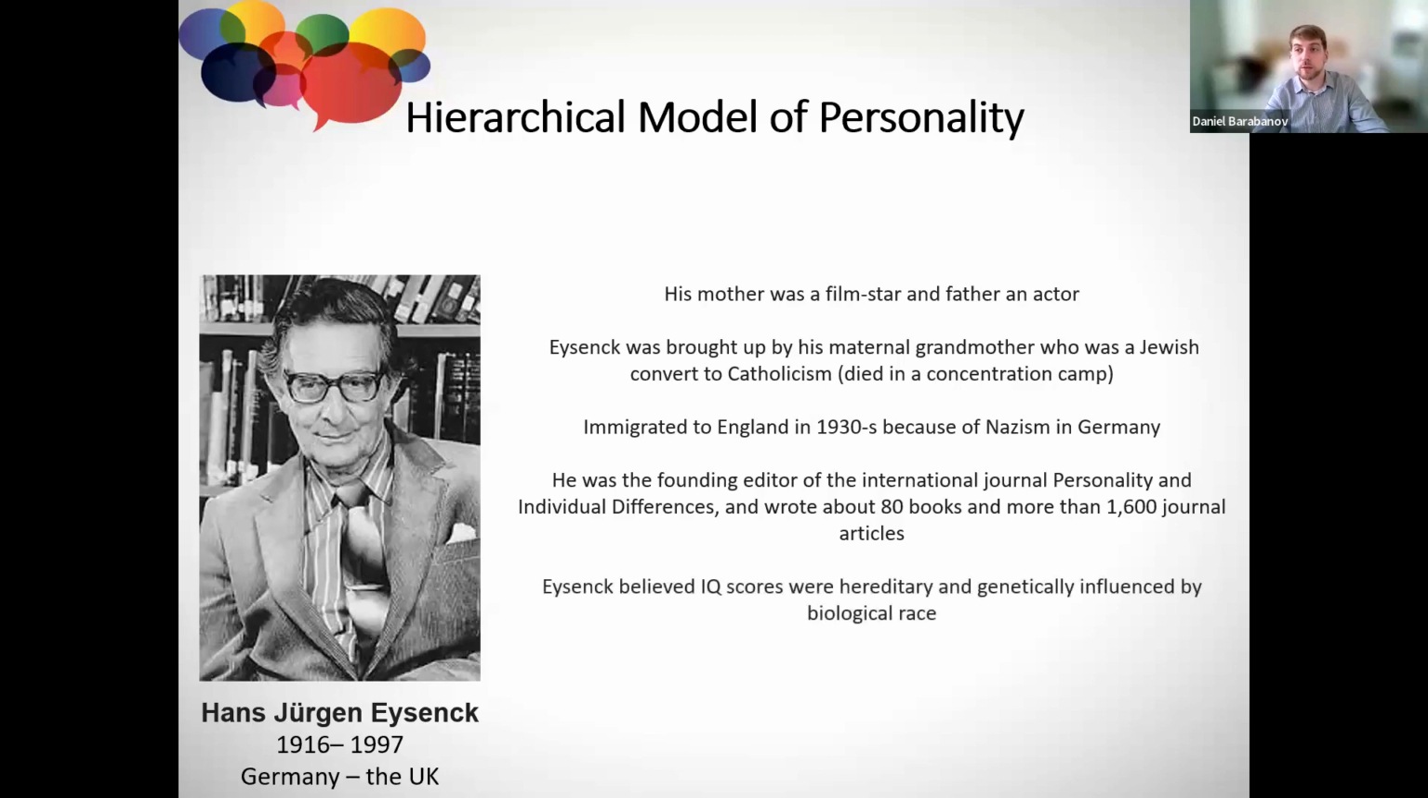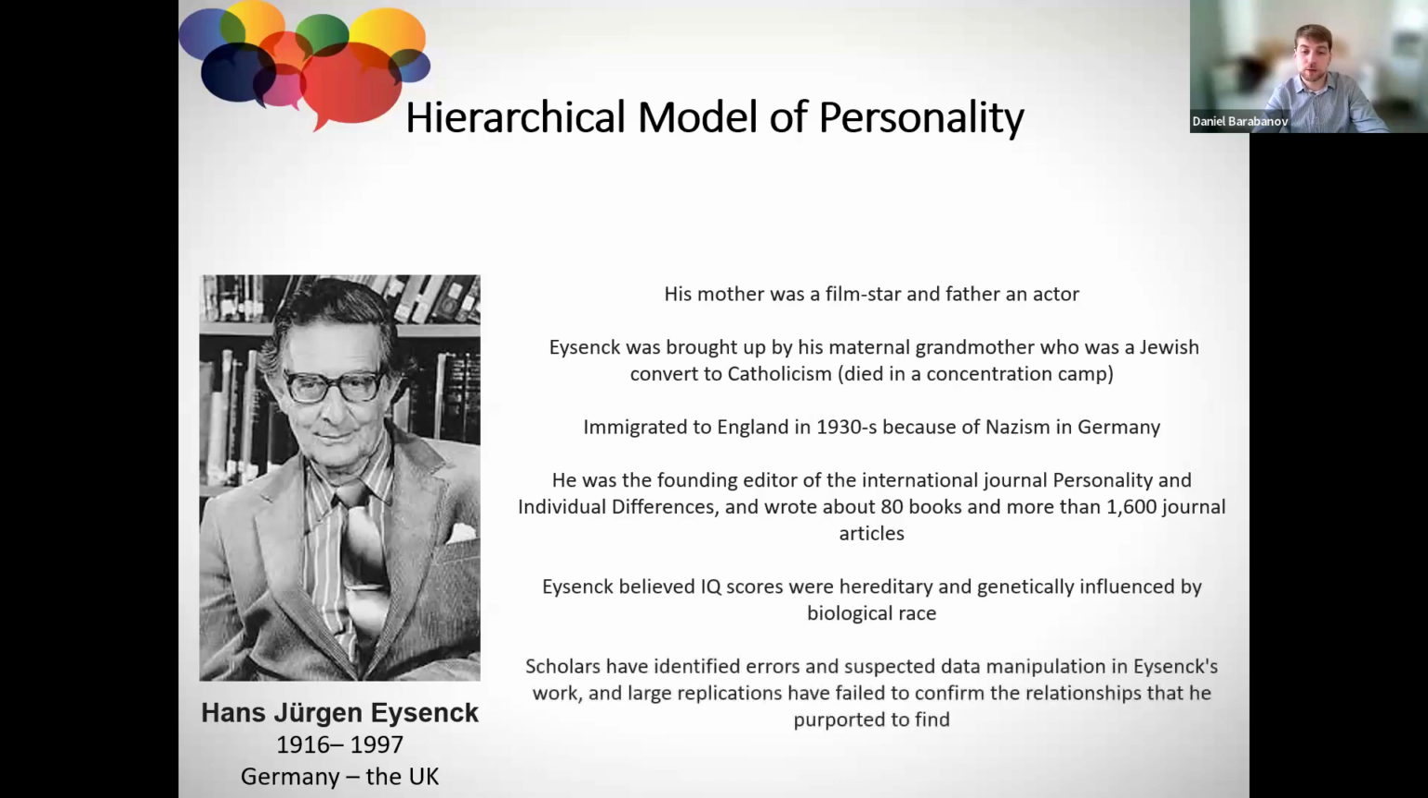Eysenck was also controversial because of his beliefs. For example, Eysenck believed that IQ scores are connected with genetics and heritability, and genetically influenced by biological race. And Hans Jürgen Eysenck has a reputation of being a racist. Scholars also identified errors and suspected data manipulation in Eysenck's articles and works. He was also involved in several scandals connected with academic integrity and honesty, which also spoiled his reputation.